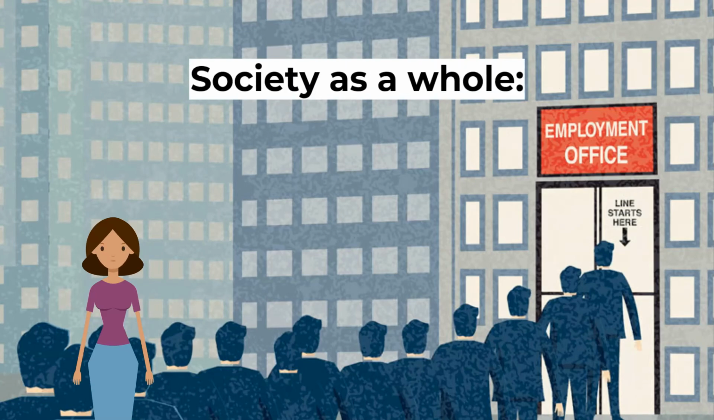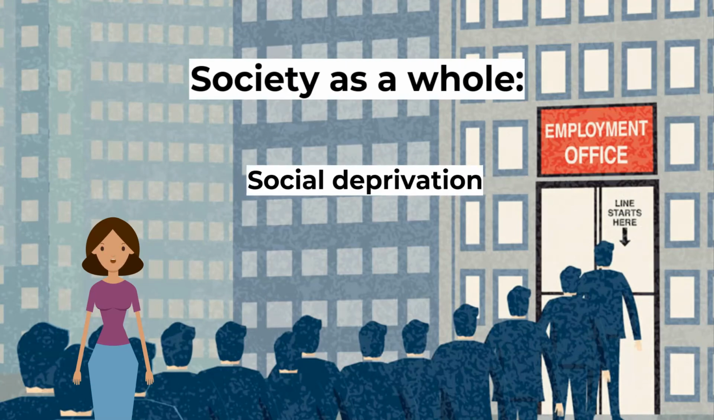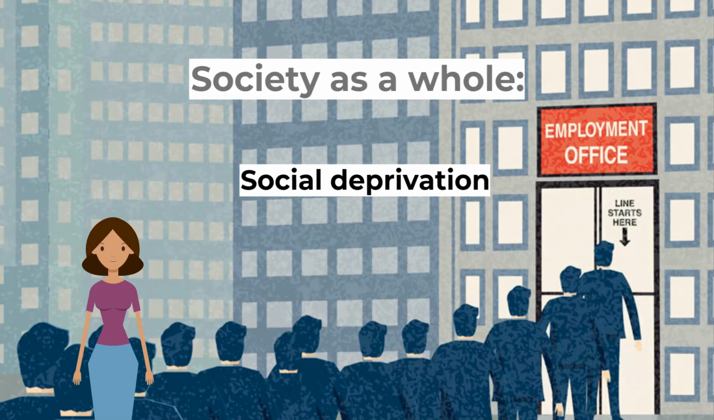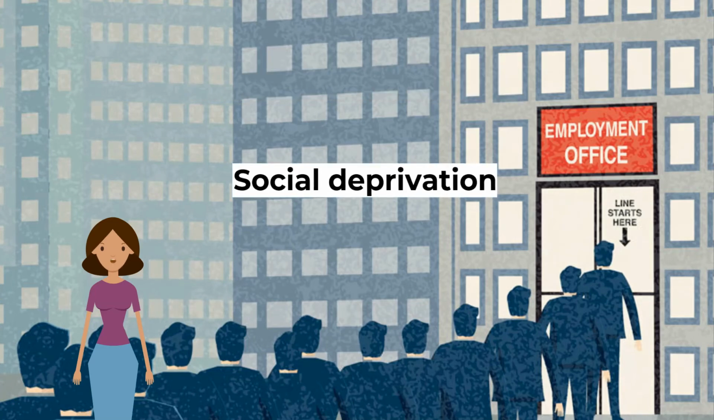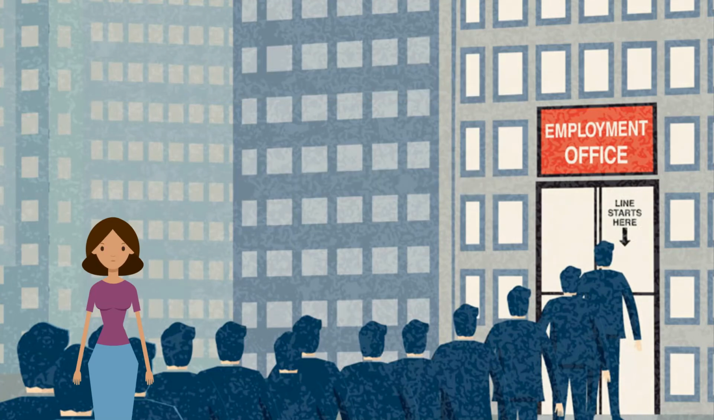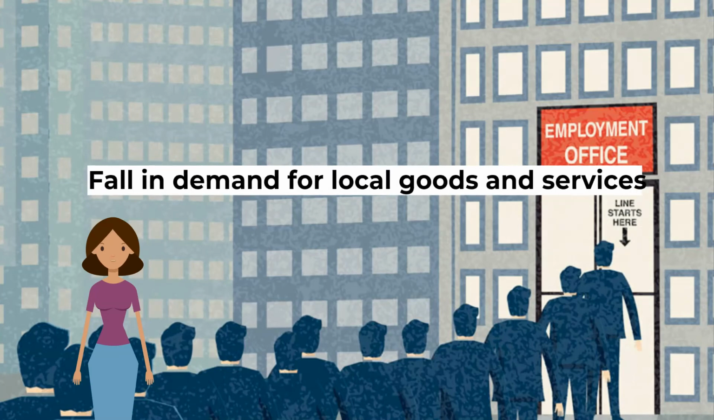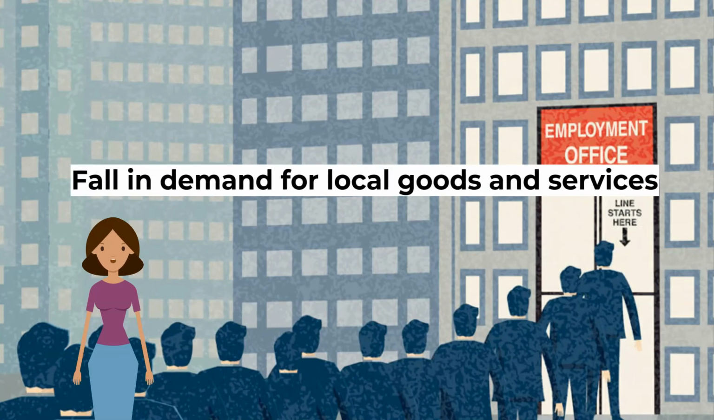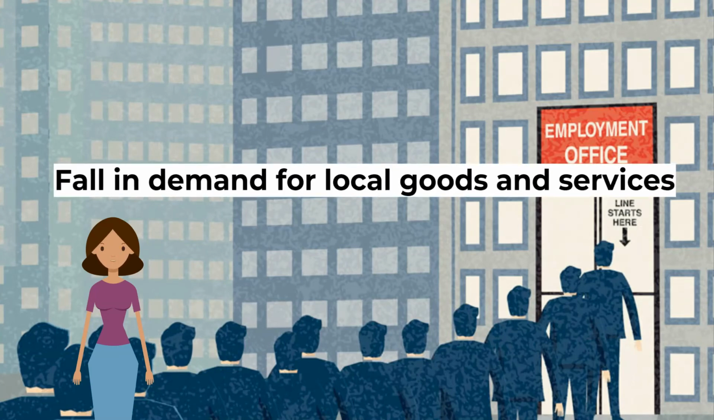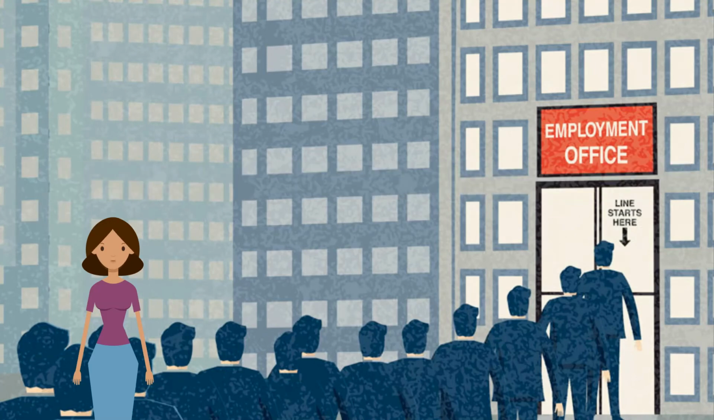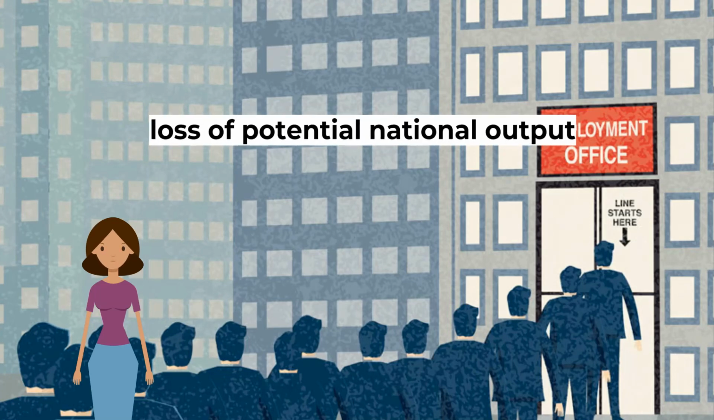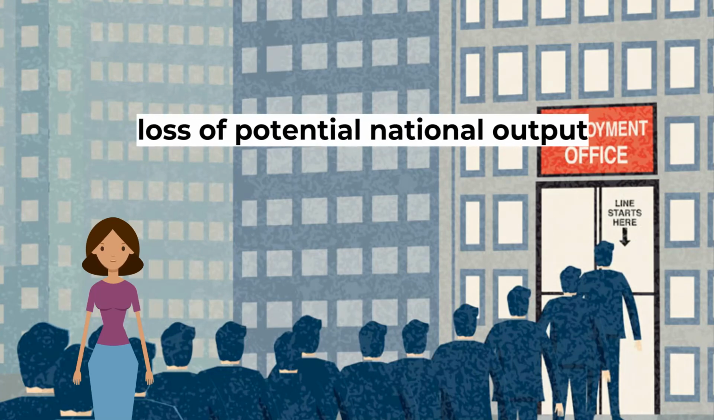Society as a whole. Rising unemployment is linked to social deprivation. There is a relationship between crime and social dislocation. Examples are increased divorce rates, worsening health, and lower life expectancy. Areas of high unemployment often see a fall in demand for local goods and services, leading to a fall in income for those working in the services and sometimes further loss of jobs. It results in a loss of potential national output and represents an inefficient use of scarce resources.